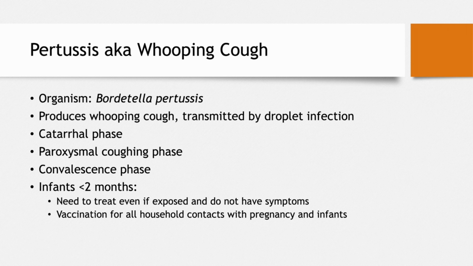So that's the paroxysmal coughing phase. And then we have the convalescence phase, when we start getting out of the window of having the infection. That usually lasts about 1 to 2 weeks. You start seeing a slow decline in the cough, and then they start getting better.